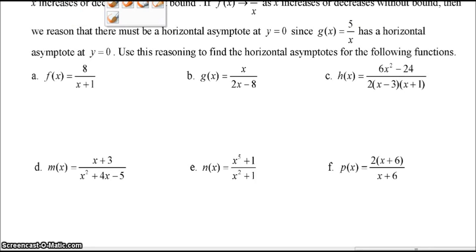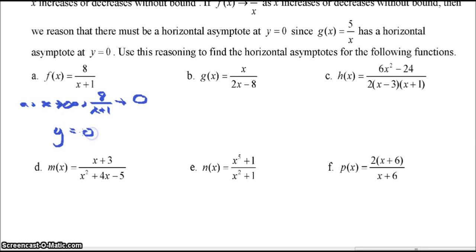So for these, you could use your calculator, use the table, and see as x gets larger and larger what happens to the output of this function. You could note that as x goes to infinity, 8 over x plus 1 goes to 0. To me it's obvious, because this denominator will get larger and larger while the numerator stays 8. So we're just dividing by larger and larger numbers, which gives us smaller and smaller fractions. We're going to go to 0. So the horizontal asymptote is y equals 0.